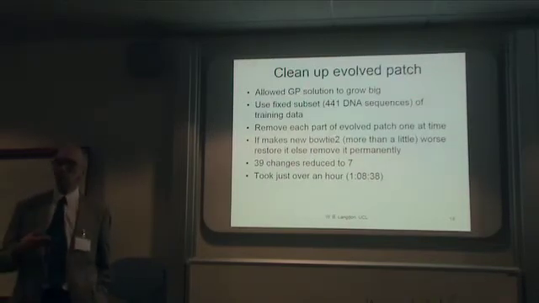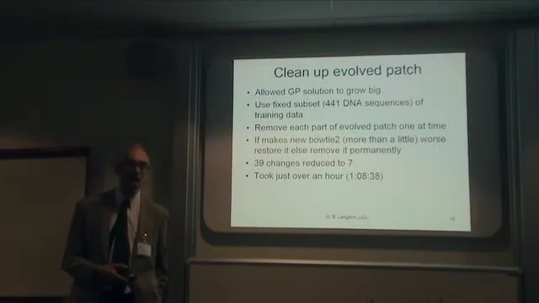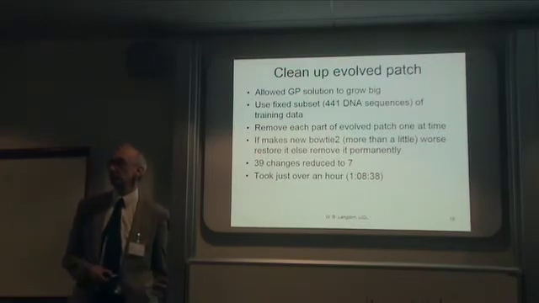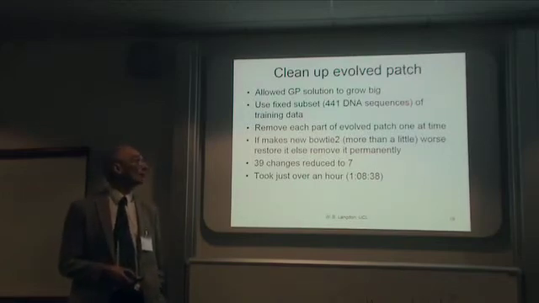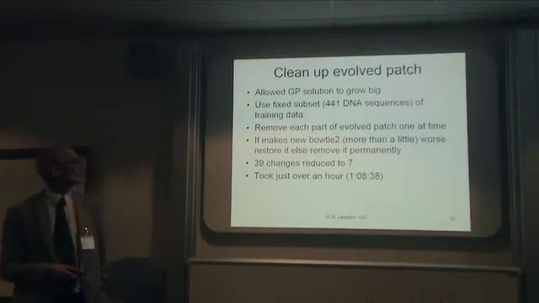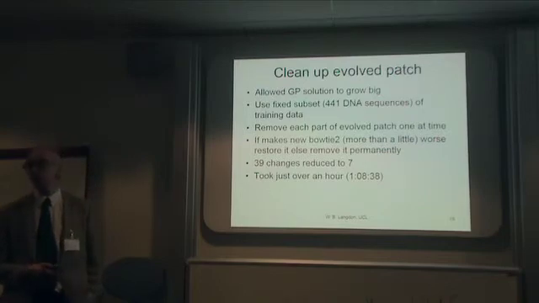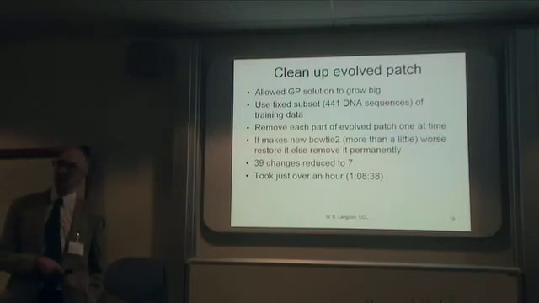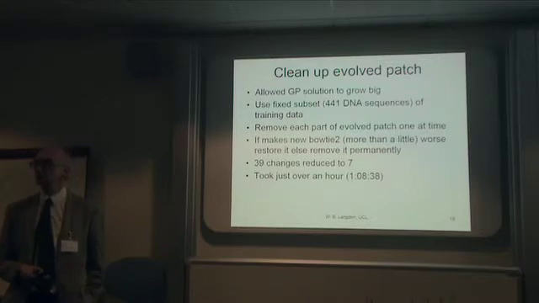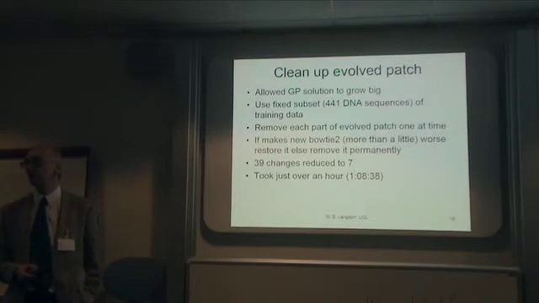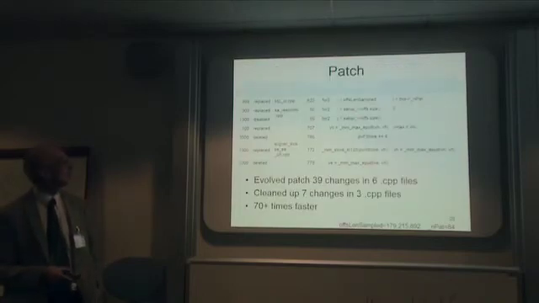As I've said, we deliberately allowed the GP to bloat, thinking we were going to need to change lots of code. And then took a deterministic process where we essentially knock out one mutation from our list and see, does that make Bowtie 2 worse? If it does, we stick it back in again. If it didn't make any difference, we leave it out. And that reduced us from 39 changes down to just 7. And these are the 7.